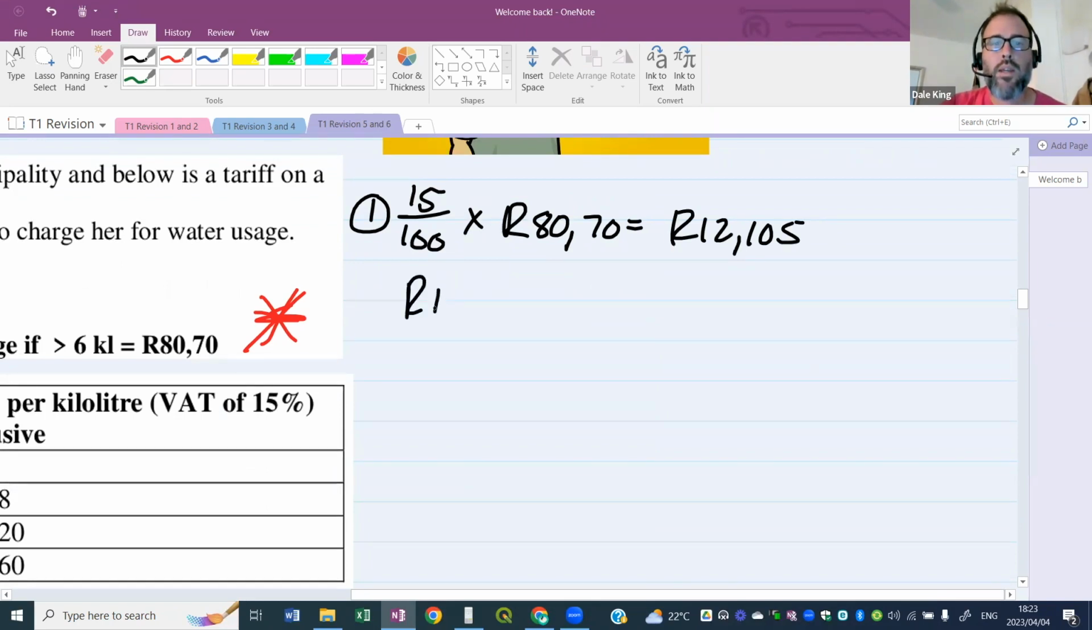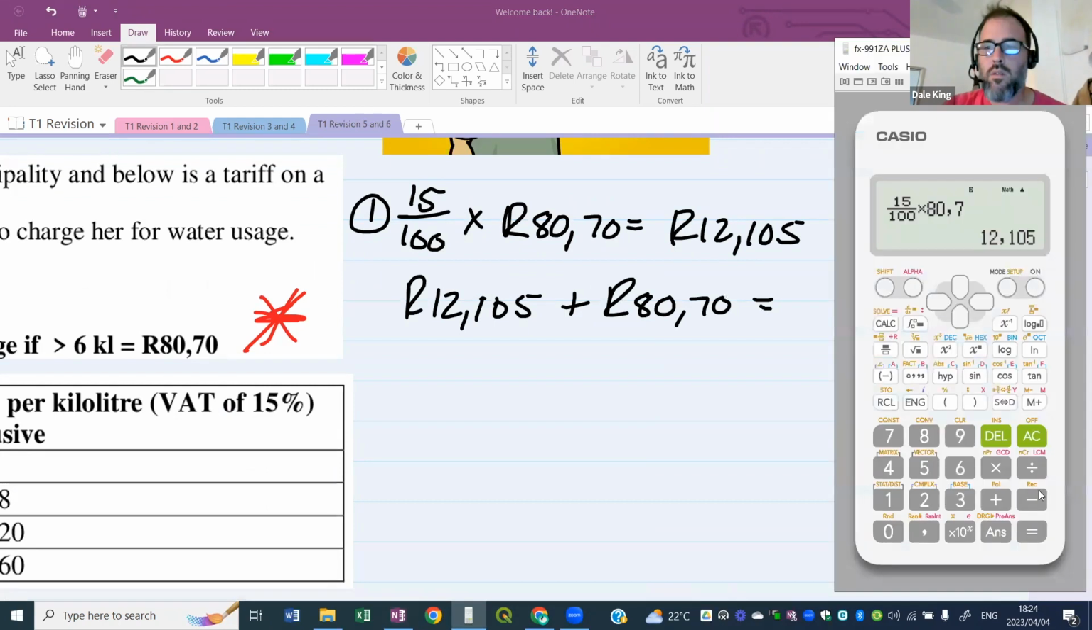And then you guys will probably add 12,105 to the 80 Rand 70. Isn't it not supposed to be 7.5? Yeah, something's not right. I think it's the percentage, because I was looking at the VAT, that's why. So it's 7.5. All right, very good.